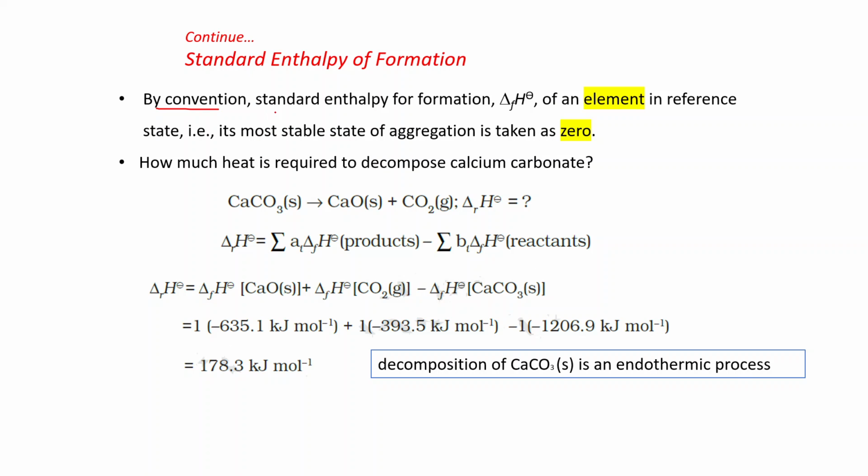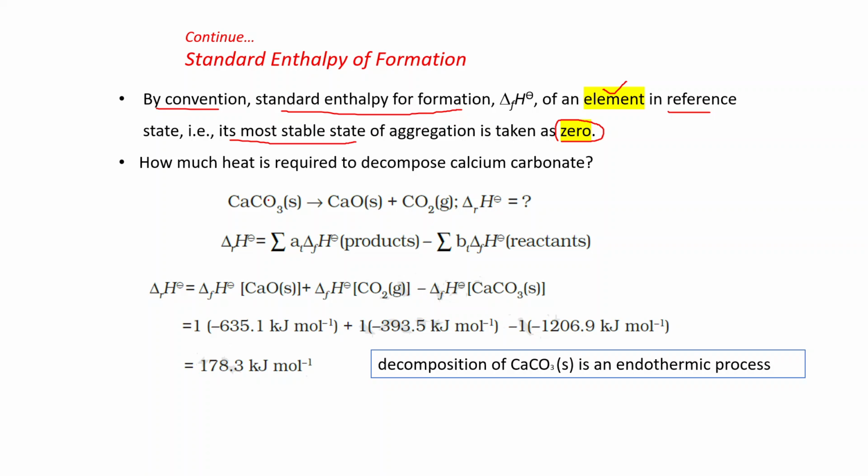Now, by convention, the standard enthalpy of formation of an element in its reference state, that is its most stable state of aggregation, is taken as 0. Again, remember, for an element in its reference state, standard enthalpy of formation is taken as 0. Now, how can we use this standard enthalpy of formation? If we know the standard enthalpy of formation of reactants and products in a given chemical reaction, we can find out the standard enthalpy of reaction.